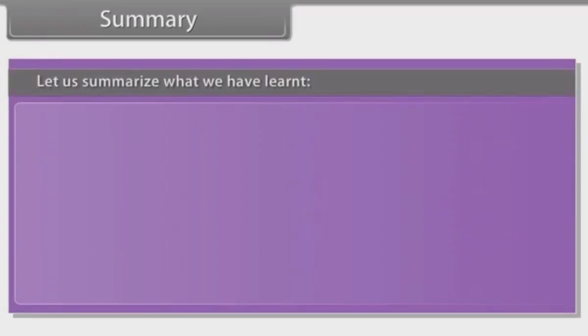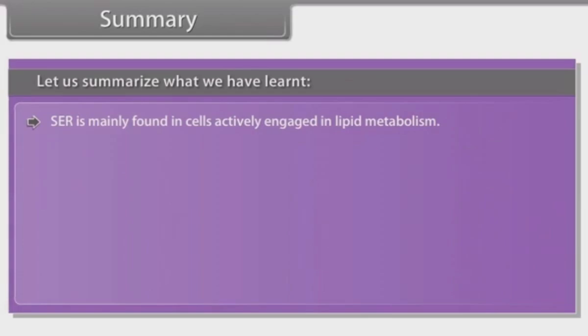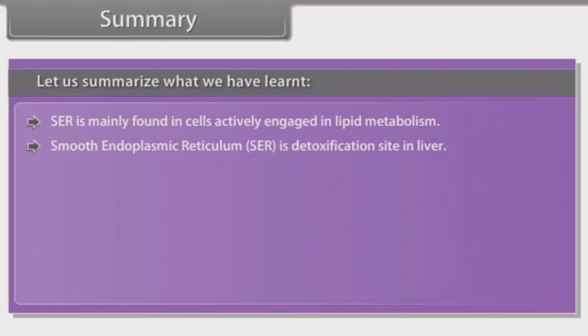Summary. Let us summarize what we have learned. SER is mainly found in cells actively engaged in lipid metabolism. The smooth endoplasmic reticulum SER is detoxification site in liver. Organelles connected with lipid synthesis are SER.